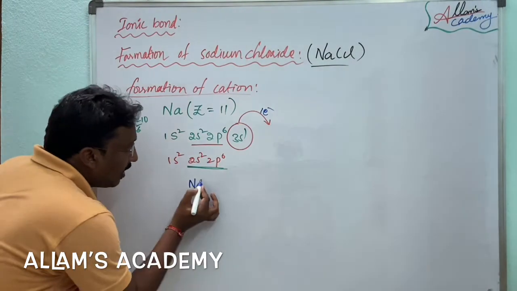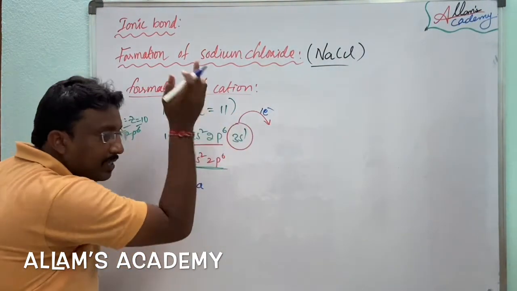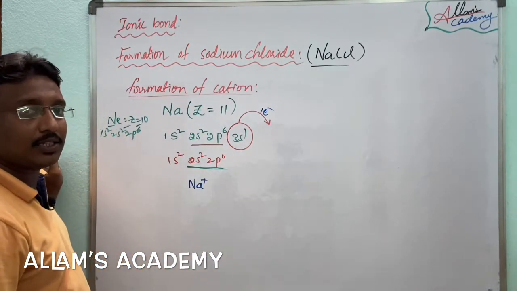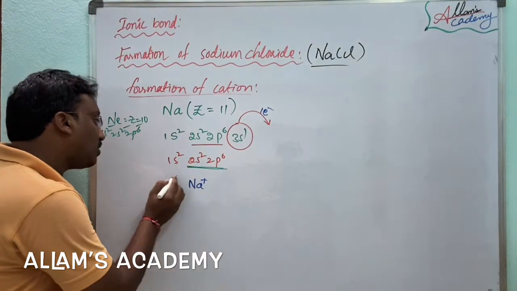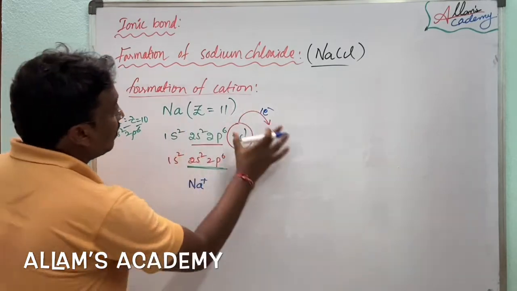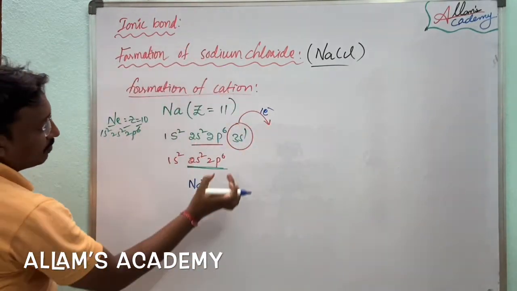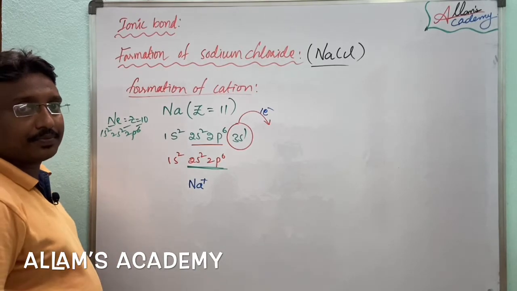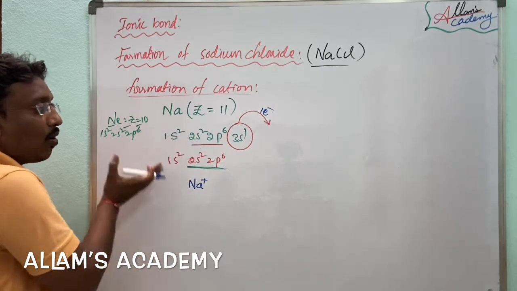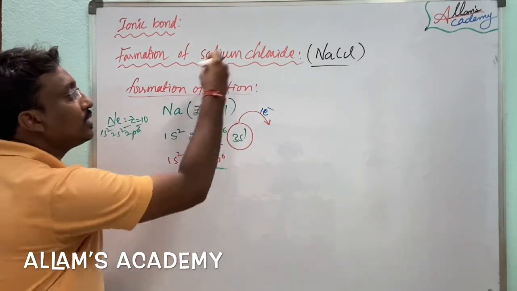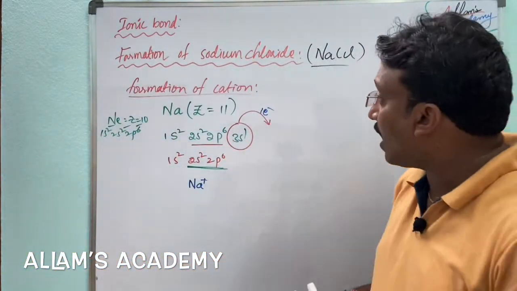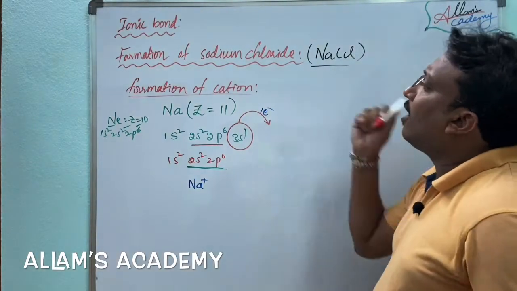Then by losing one electron, the number of protons is more, so it becomes a positively charged ion. A positively charged ion is called a cation. This is how sodium becomes the sodium cation. Why does it become a sodium cation? To get the octet electronic configuration, it loses one electron.